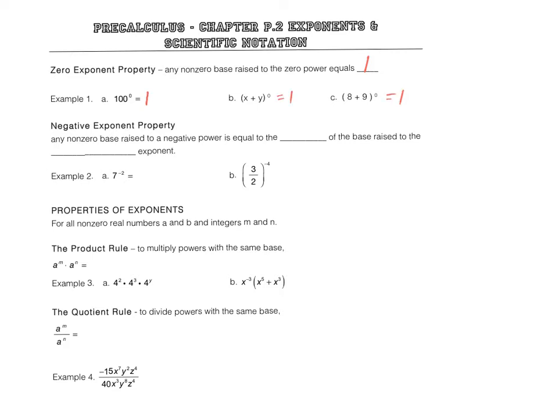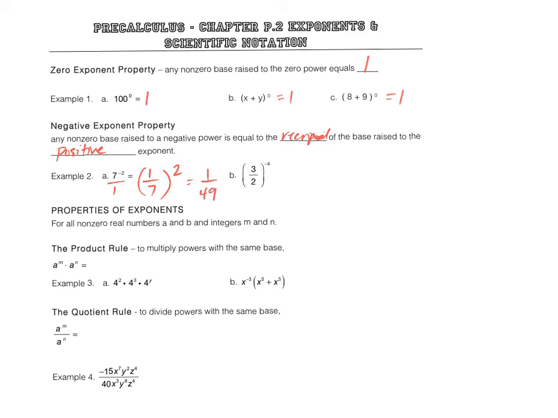to 1. The negative exponent property says that any non-zero base raised to a negative power is equal to the reciprocal of the base raised to the positive exponent. So what that looks like here in example 2 is, remember, 7 is actually 7 over 1, so the reciprocal of that is 1 over 7, and then instead of a negative 2, we have a positive 2 for the exponent. So we simplify that to 1 over 49.